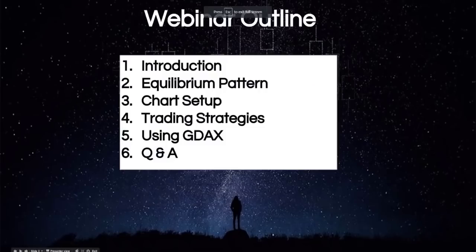Just the outline of what we're going to be going over. An introduction. We're going to go over the equilibrium pattern. If you've been watching the videos that I've been putting out, this equilibrium pattern is in every video multiple times, and it's a very clear pattern that you will see everywhere. It's in stocks, commodities. If humans are trading it, this pattern is present, and recognizing it can certainly lead to opportunities. So we'll go over that a bit.